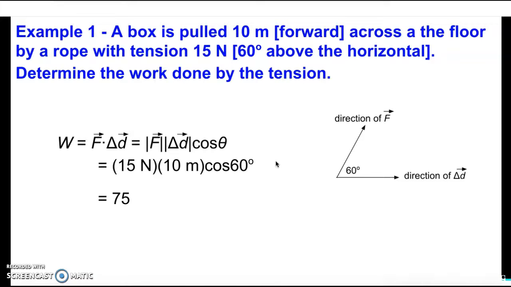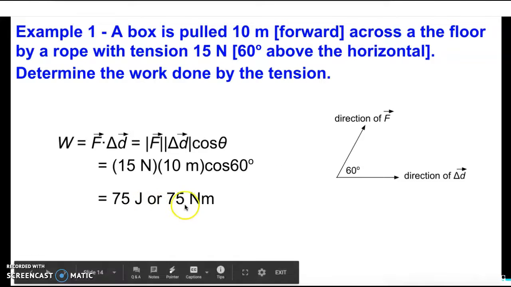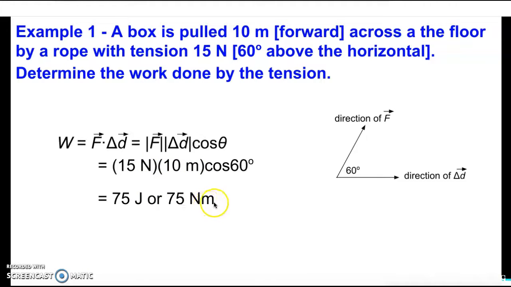And let's remind ourselves, what are the units of work? They're a new type of units called joules, or Newton meters, because it's newtons times 10 meters. So you could also call them Newton meters. So that's a basic example there.